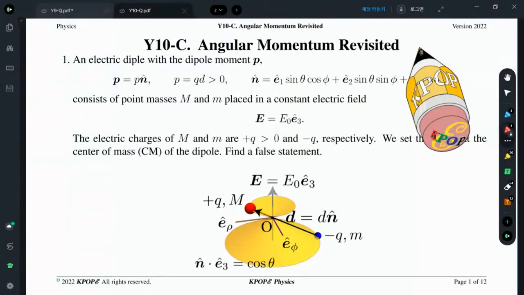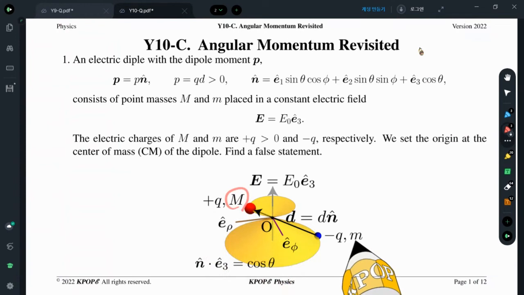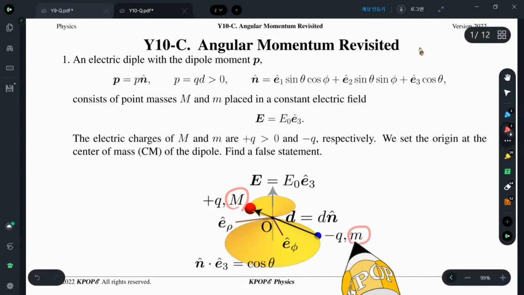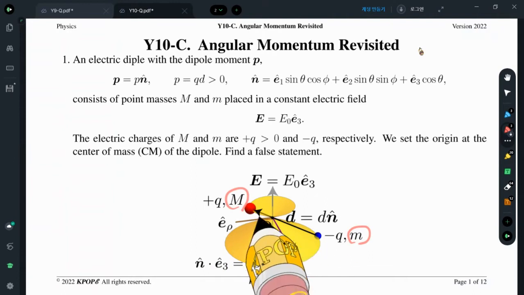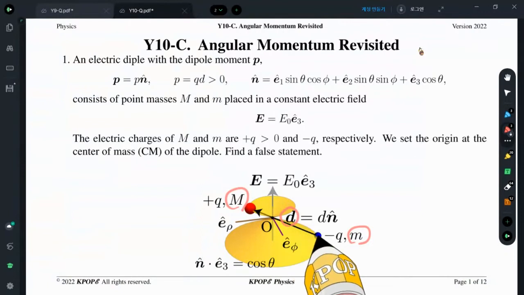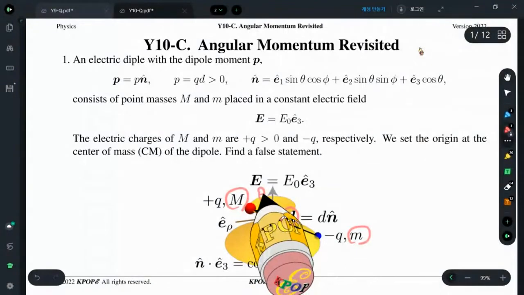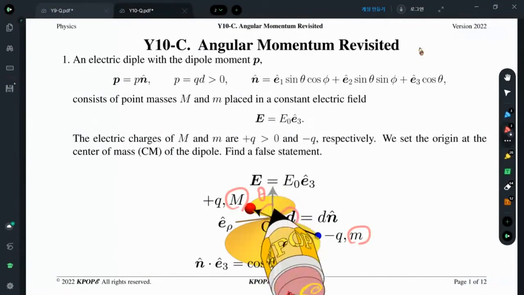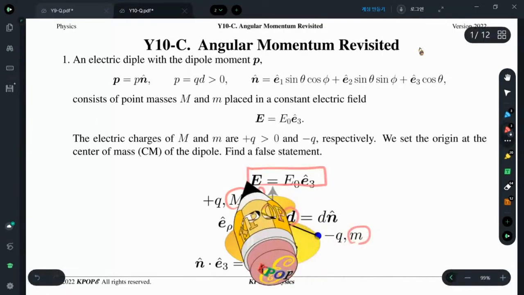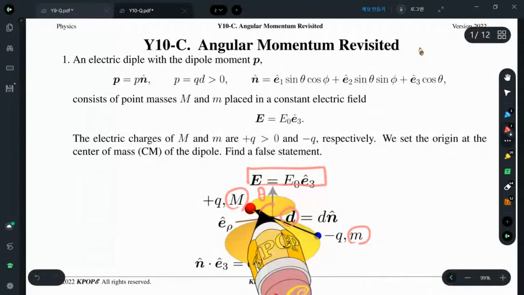I consider different masses: a positively charged particle of capital M and a negatively charged particle of mass small m. They are separated by distance d, and their direction is making an angle theta. So the electric field is along the z-axis, and this dipole has the angle theta.